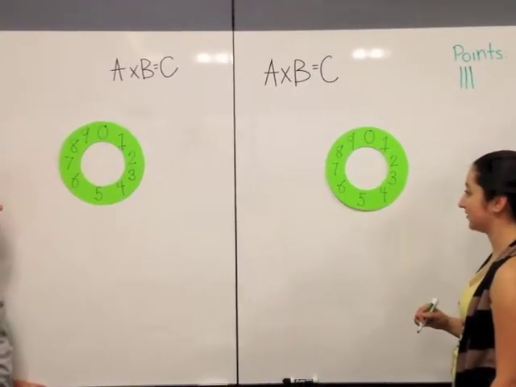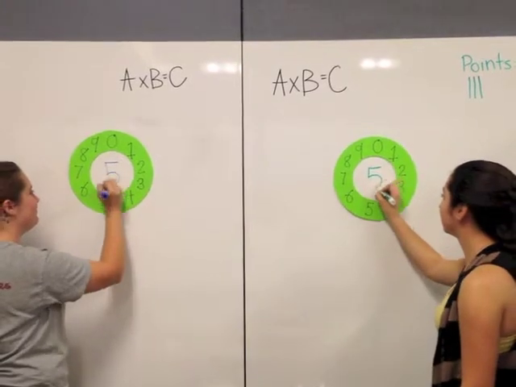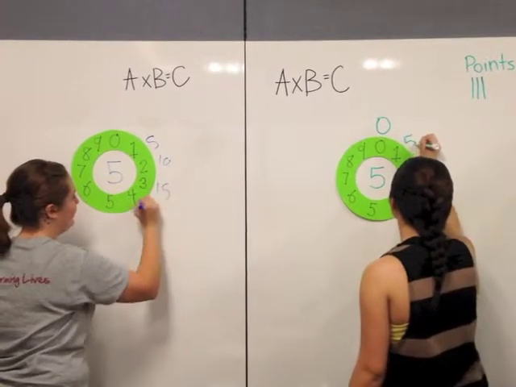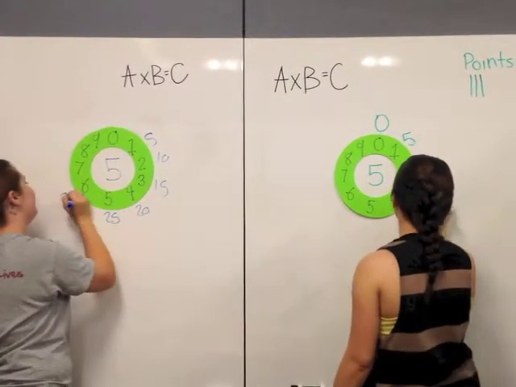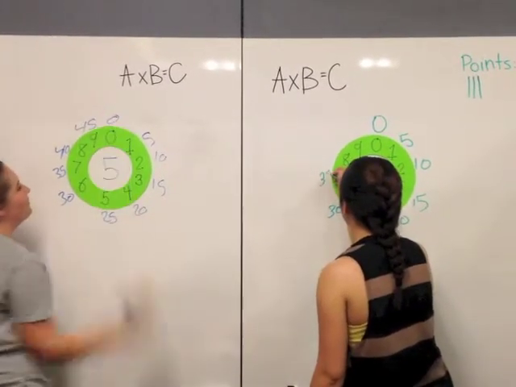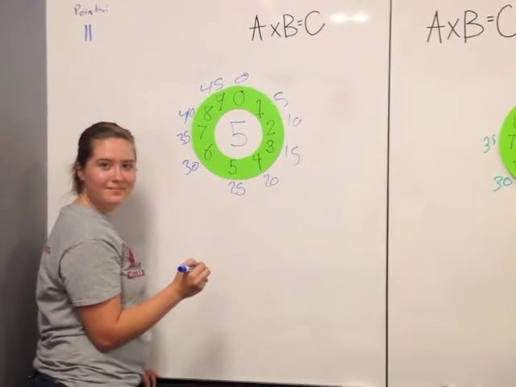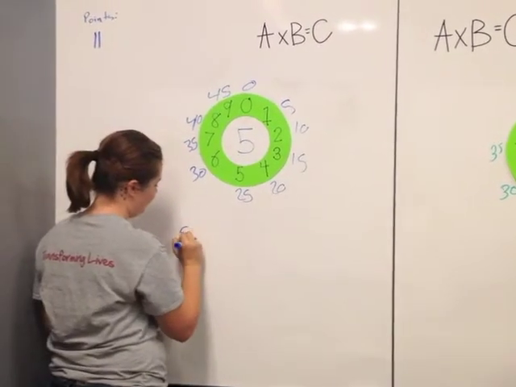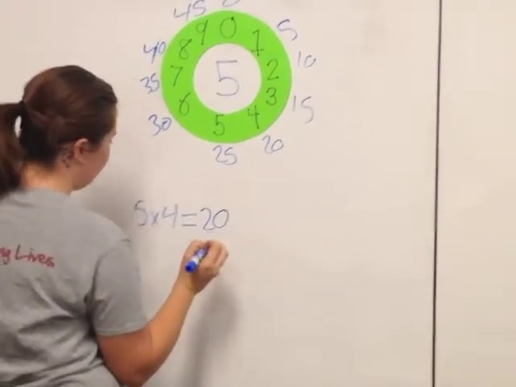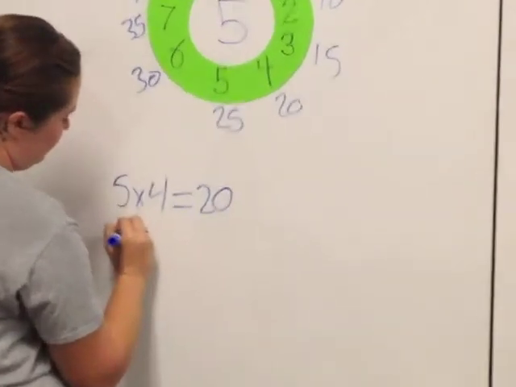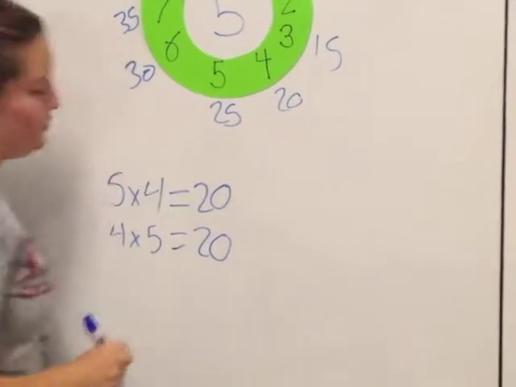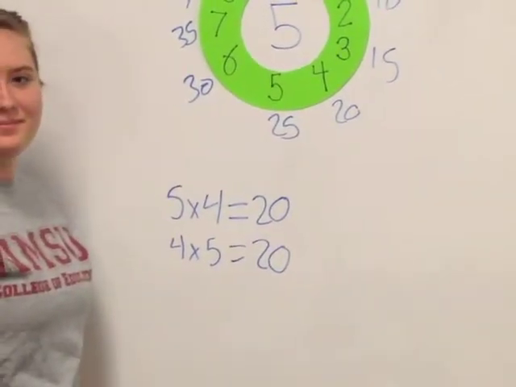For this round, we'll use 5. Go. The next equation is 5 times 4, and we'll be using the commutative property. 5 times 4 equals 20, and using the commutative property means that we can just switch it to 4 times 5, and we will still get the same answer of 20. Good work. Go ahead and give yourself 2 points.